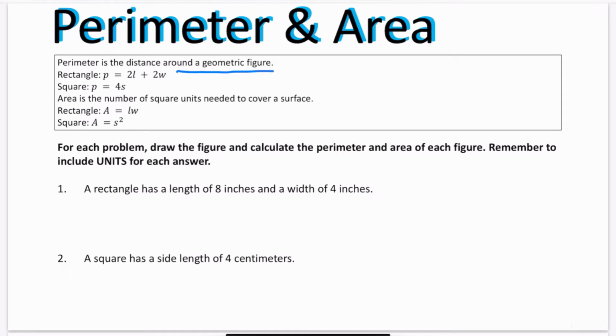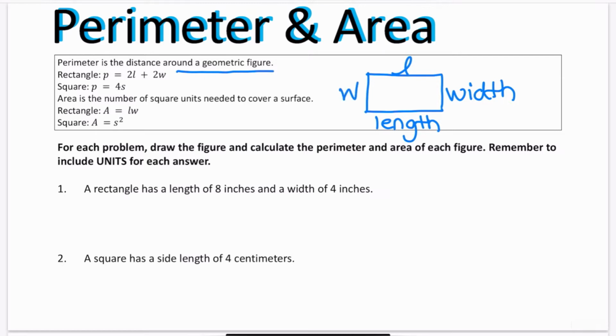In a rectangle, you have length and width. The longer side is what we call the length. The shorter side is the width. So in a rectangle, opposite sides are congruent. That means they measure exactly the same. So this is also the length. This is also the width.